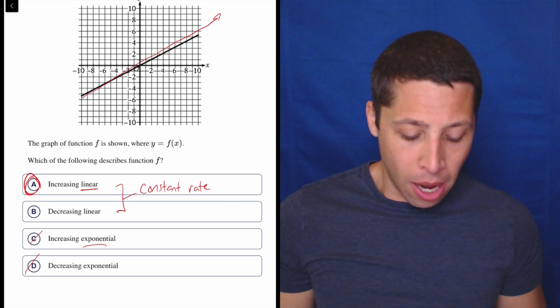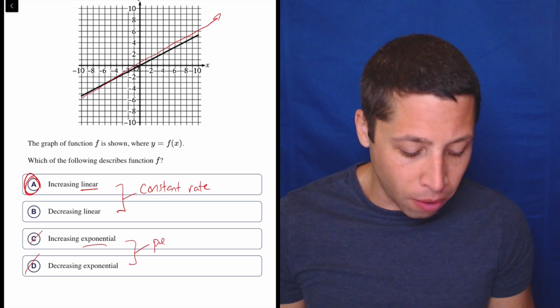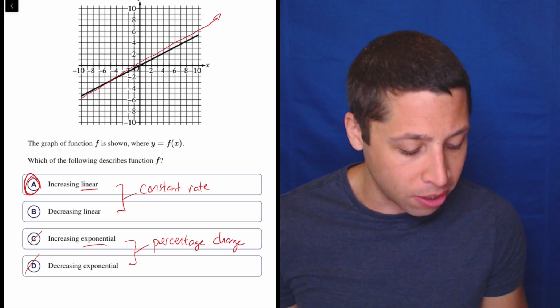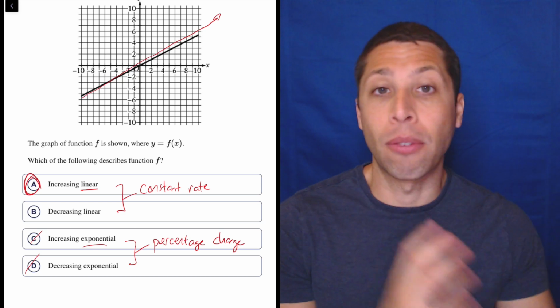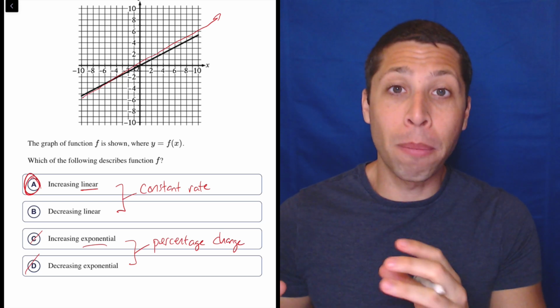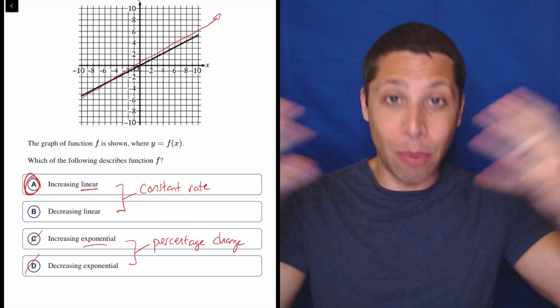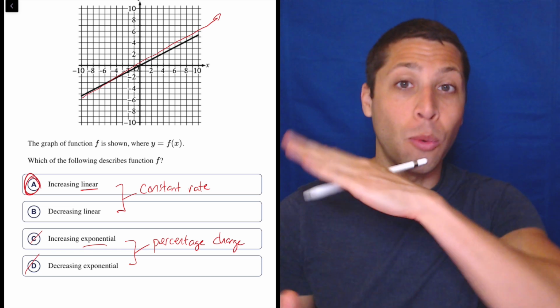Exponential is trickier, but a lot of times it's going to involve the idea of a percentage, right? A percentage change, percent increase, percent decrease. And usually what's happening is that percentage is then being taken every year. So when we first take 10% of something, it's a small number. But as time goes and we increase and we increase, 10% becomes a bigger and bigger amount. So that's why it curves.